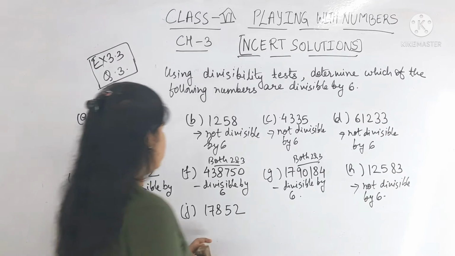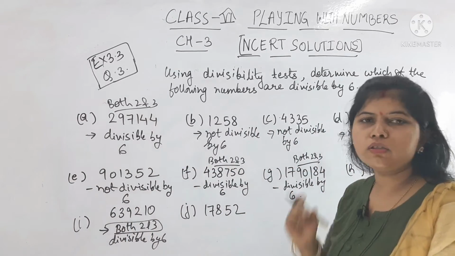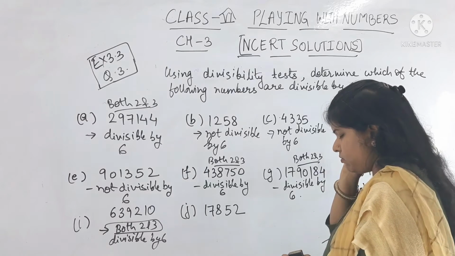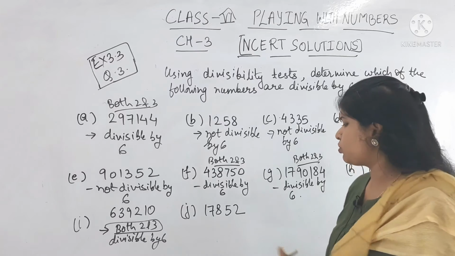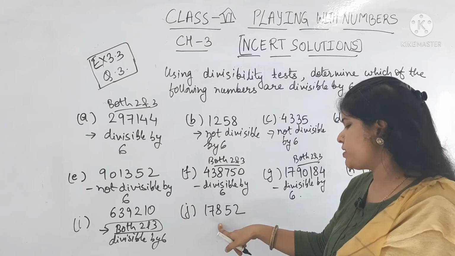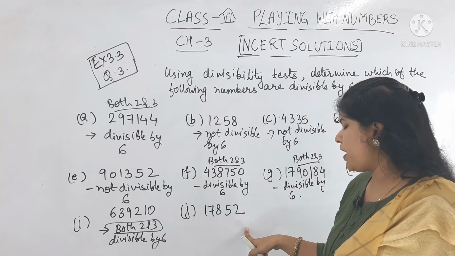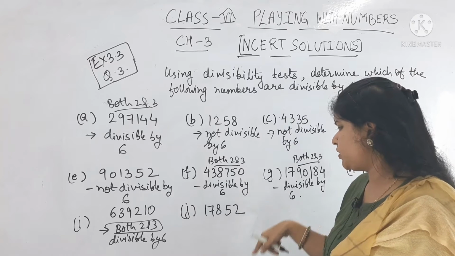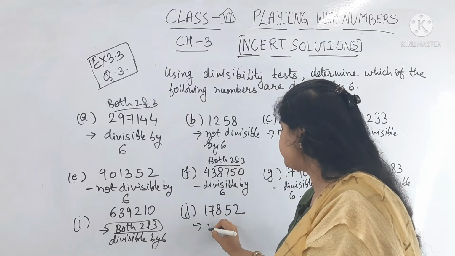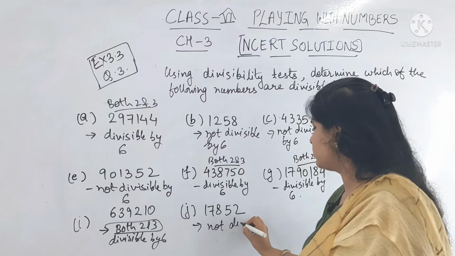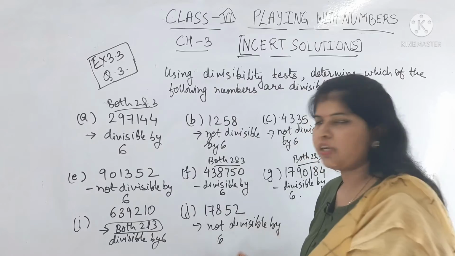Okay. Here you can see 17852, 2 is the last digit, an even number, so divisible by 2. We will check for 3 also. 7 plus 1 is 8, 8 plus 8 is 16, 16 plus 2 is 18, 18 plus 5 is 23. So 23 is a prime number, so it is not divisible by 6. So like this you have to check for 6.